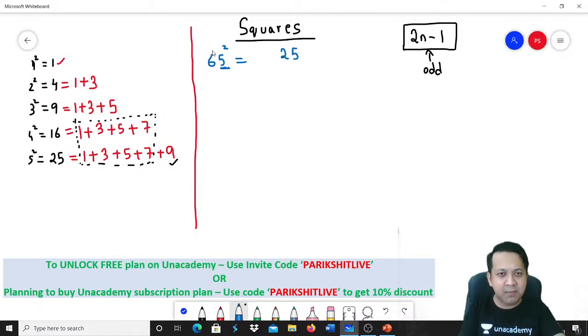What about the next number? Take 65 square. The tens digit is 6, and the next number is 7. Can you see? The tens digit into the next number. So 6 into 7, 42. That's your answer: 4225.